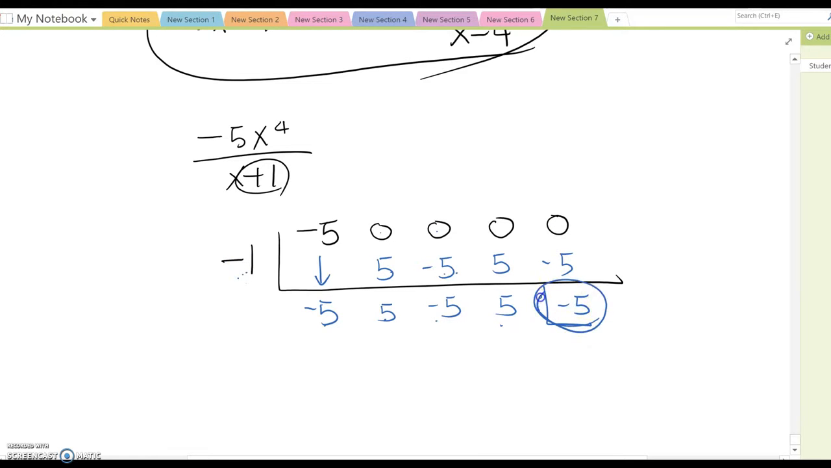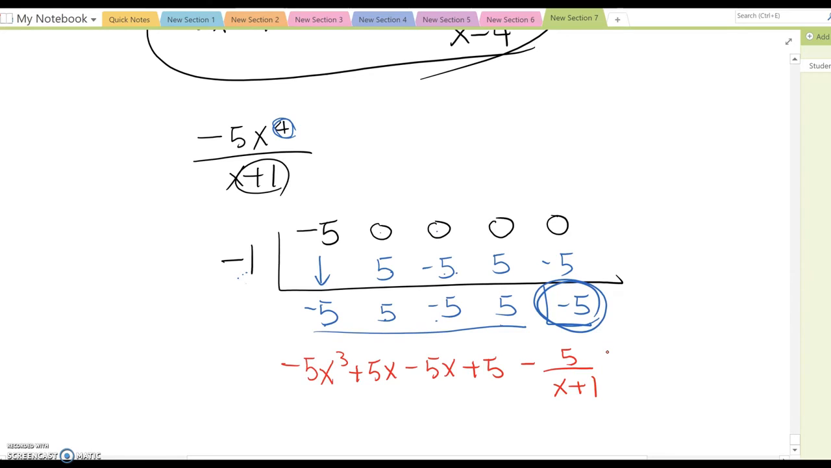And which is our remainder. And this will be our quotient. It began actually from fourth power, so now the quotient becomes cubic power as the maximum. So negative 5x cubed plus 5x squared minus 5x plus 5, and then minus 5 over our divisor, x plus 1. Okay?